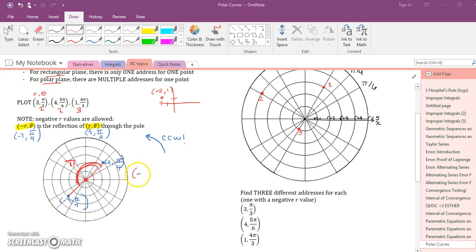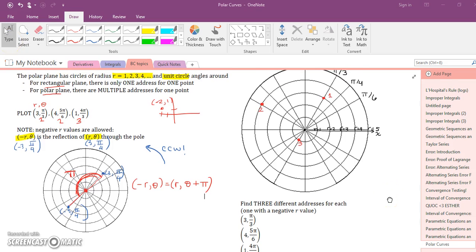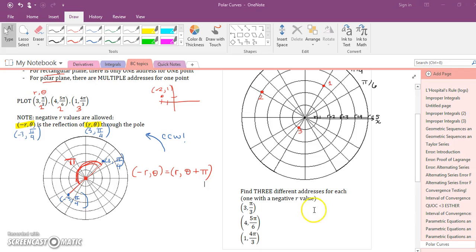So you can say this rule here, write this down. (-r, theta) is equal to the positive version of it plus pi. So here's the positive version. If you add pi, you get the negative version. All right? So let's try finding 3 different addresses for each ordered pair here that we plotted above. I'll do one of them with you, and then I'll have you try them.